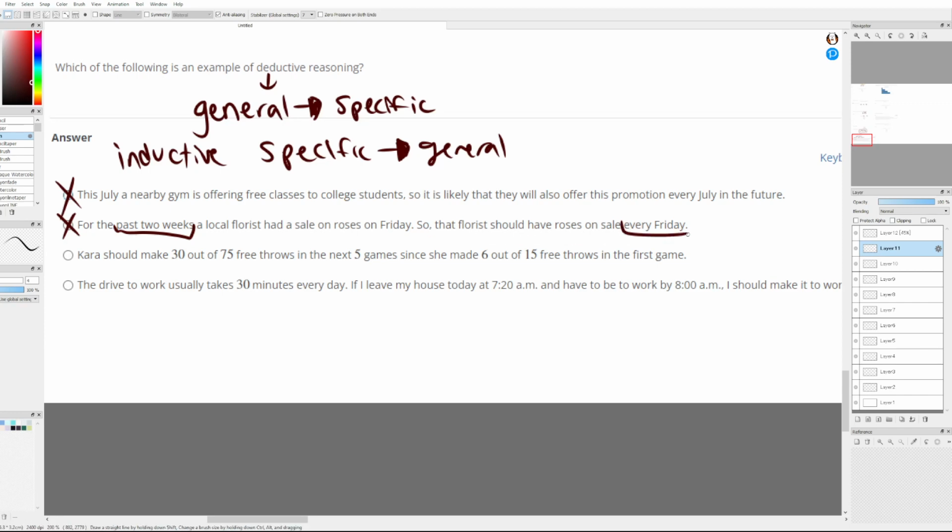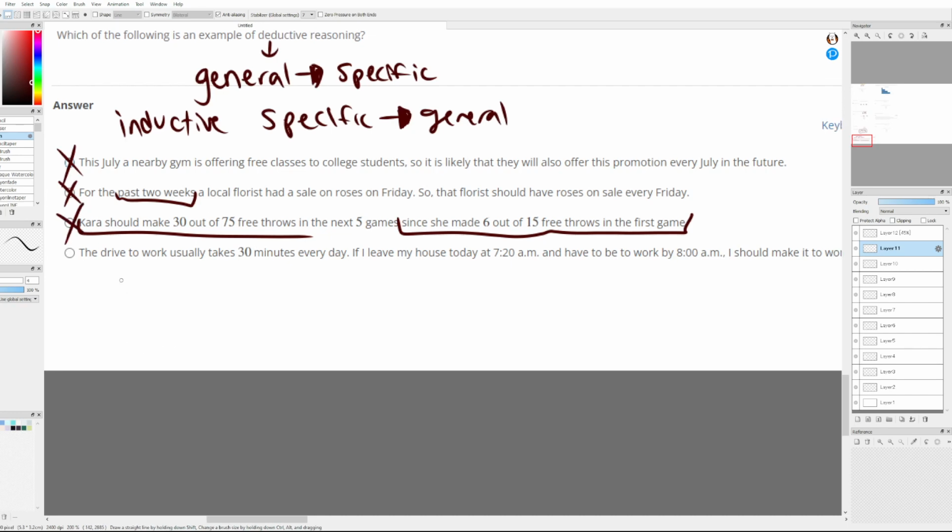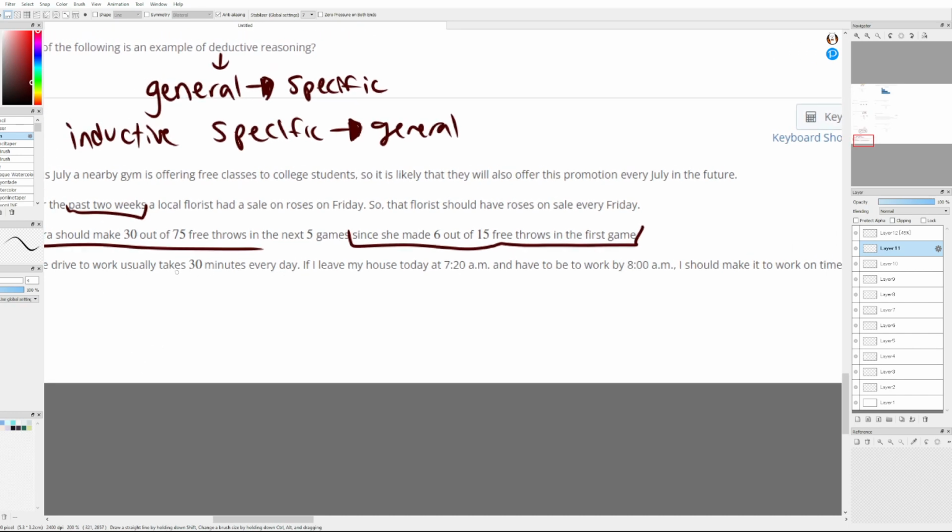Kara should make 30 out of 75 free throws in the next 5 games since she made 6 out of 15 free throws in the first game. We're taking a specific, since she made 6 out of 15 free throws in the first game, and going to a general. The general claim being she should make 30 out of 75 free throws. This is also inductive.